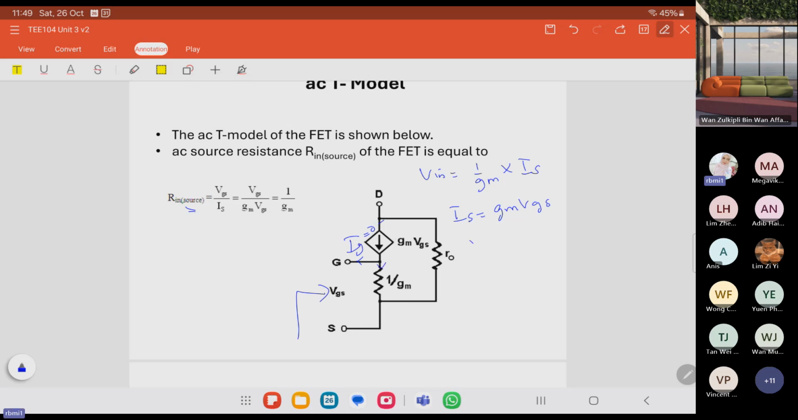And we know that V in is equal to VGS, V in at this node. So we have the V out equals to minus gm VGS R naught. V out is at this spot.